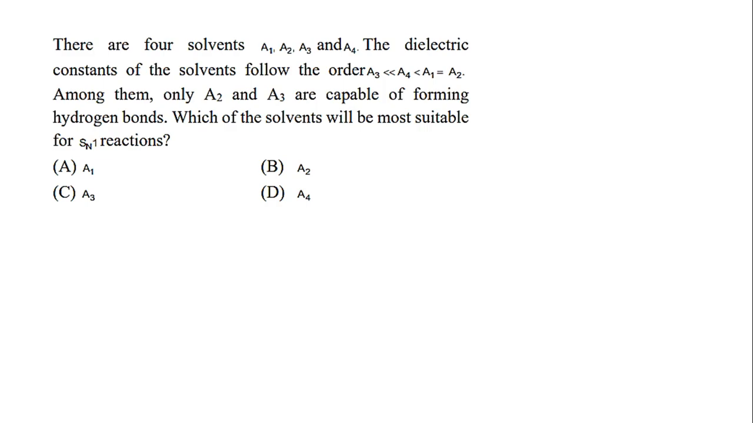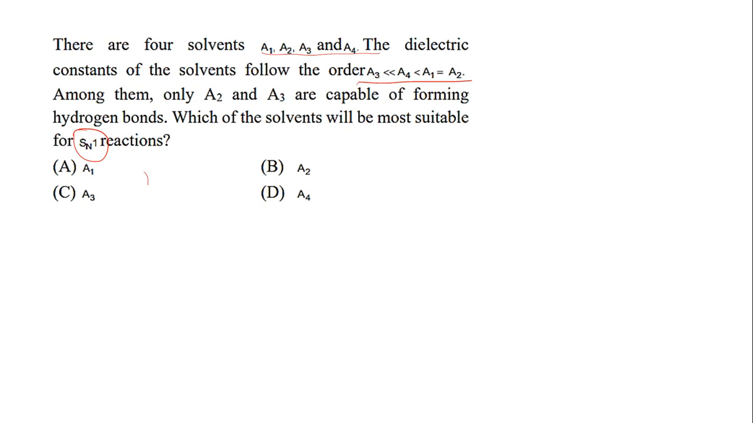Fine. Next problem. Here 4 different solvents are given, A1, A2, A3 and A4. Dielectric constant of the solvents follow the order. That order is also given. You can see that this is the order. Among them only A2 and A3 are capable of forming hydrogen bond. So these are the informations given about these solvents. From this we have to choose which of these solvents will be most suitable for SN1 reaction.